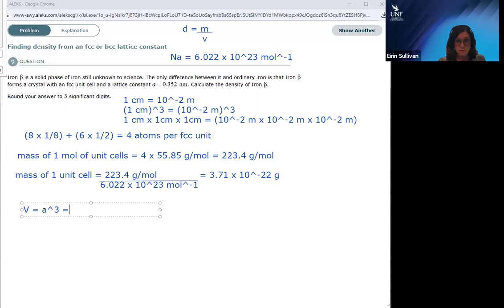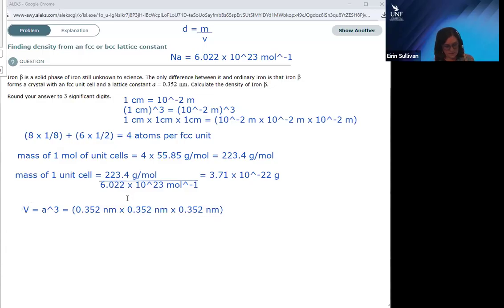So A cubed is going to be, what was it? 0.352 nanometers times 0.352 nanometers times 0.352 nanometers. That is going to give me nanometers cubed, okay? So I'm going to have to convert nanometers into meters, and then I'm going to have to convert it into centimeters because I want density in grams per centimeter cubed.